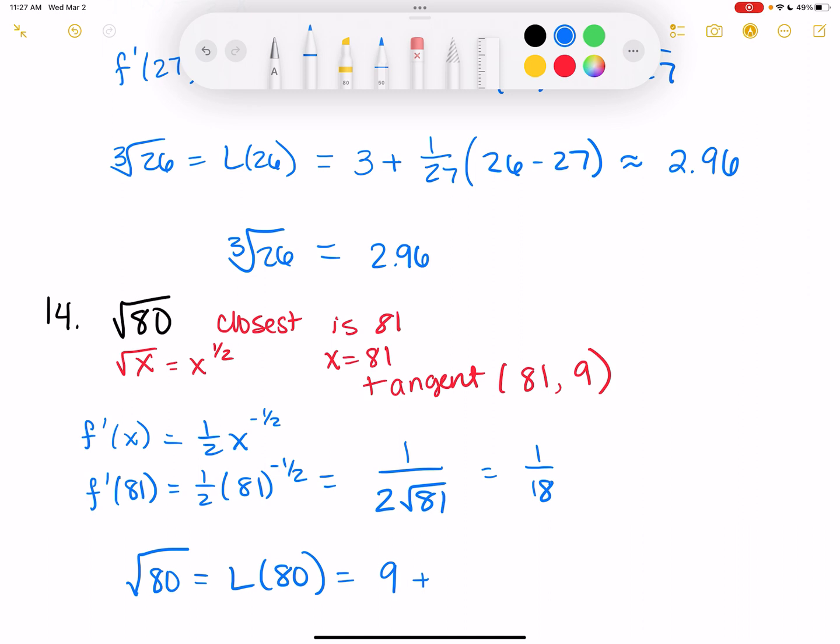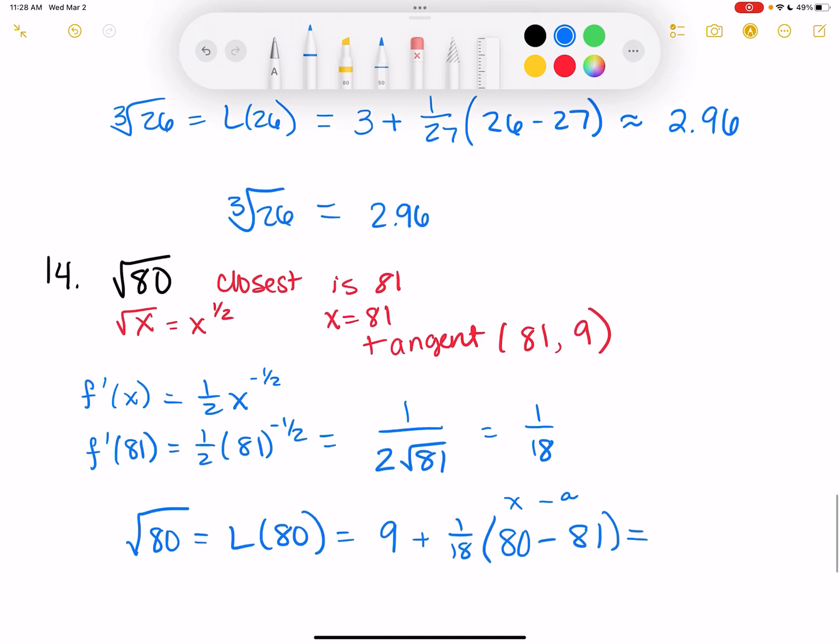All right. So 9 plus f prime of a, which is 1/18, times the value 80 minus our a value, which is 81. So x minus a. That's what I couldn't think of earlier. This is x minus a. Earlier I couldn't figure out what the letters were, and I should have just scrolled back up. But anyways, that's all that is. So then I want to know what that's equal to. And once you find that, actually take the square root of 80 and see what happens.